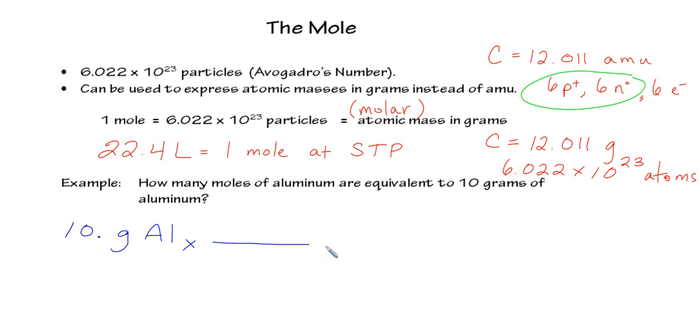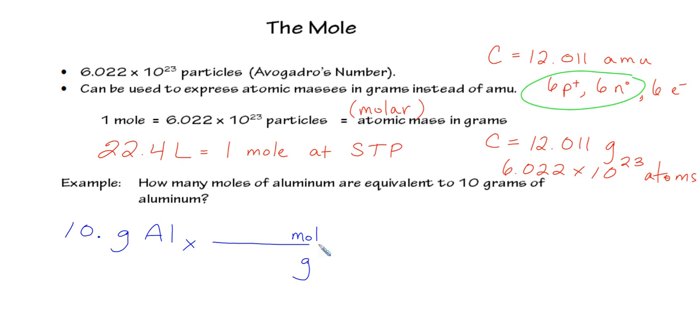The unit that I want to cancel goes on the bottom. I don't want this in grams anymore. The unit that I want goes on top. I want it in moles. What an abbreviation. MOLE turns to MOL. Wow. All right, so now whenever I'm doing a mole calculation and I see grams involved, I look to the periodic table.